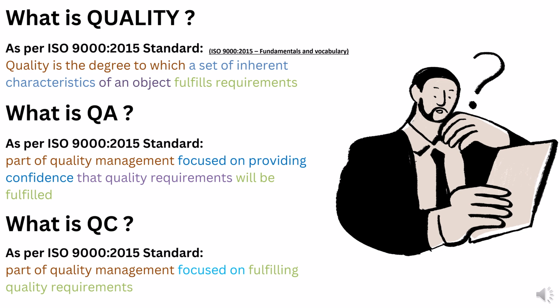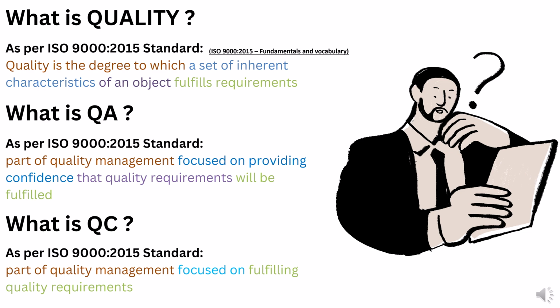But I am going to give you a legitimate definition of quality which is defined by a well-known international organization, the International Organization for Standardization. In short form, we call it ISO. In a standard which is published, called ISO 9000:2015, which is a standard for fundamentals and vocabulary, quality is defined as the degree to which a set of inherent characteristics of an object fulfills a requirement. I will come to the first part of the definition.